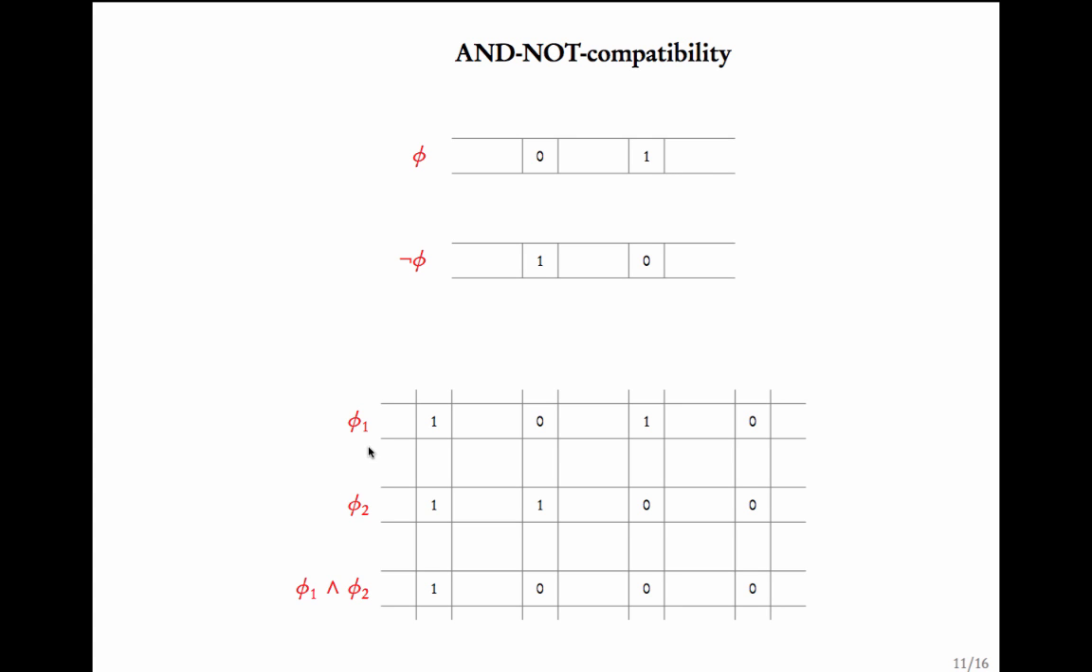Similarly, if you have phi 1, phi 2 and then phi 1 and phi 2, then this is how the expansion would look like. If the entries corresponding to phi 1 and phi 2 are 1, 1, then the entry corresponding to phi 1 and phi 2 will be 1. If it is 0, 1, it will be 0. If it is 1, 0, it will be 0. If it is 0, 0, it will be 0. You can check the example there. This property is called AND-NOT compatibility of the formula expansion.